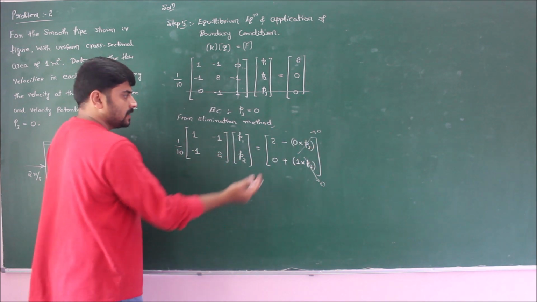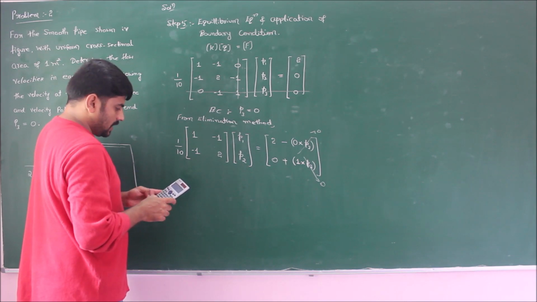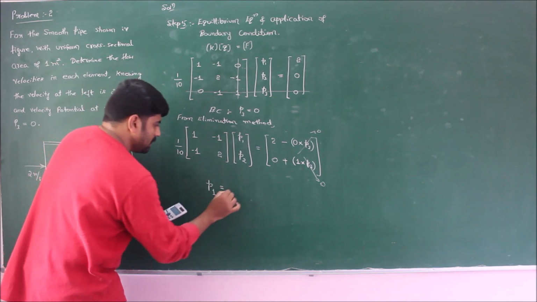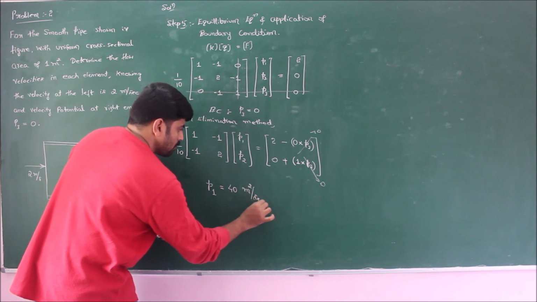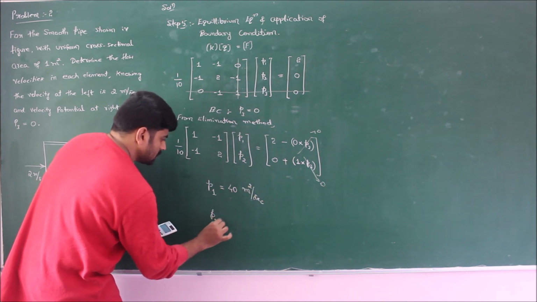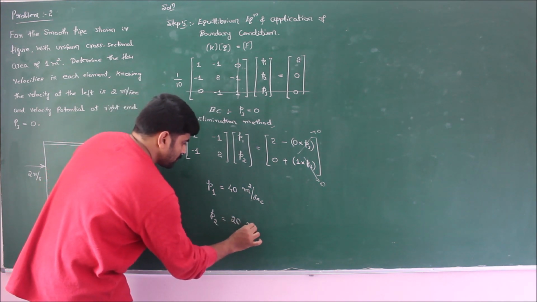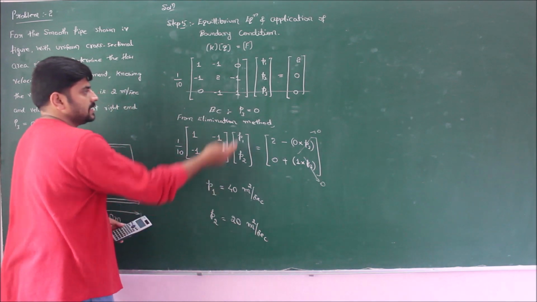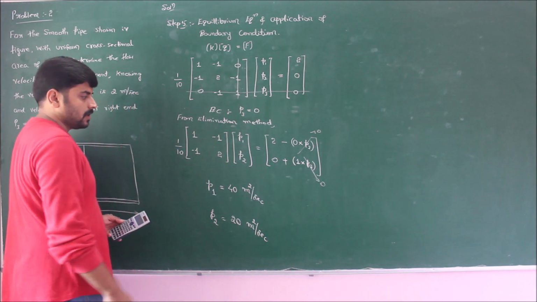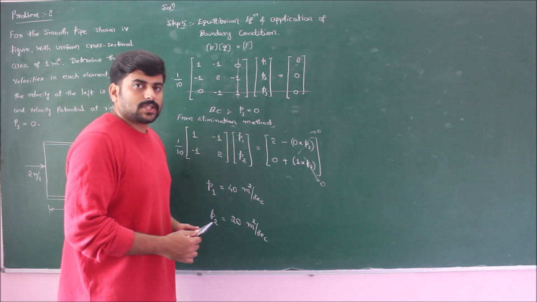Since P3 is 0, it does not have any effect on the answer that we are going to get. So now solving these equations with two unknowns, I will get the answer as velocity potential P1 is equal to 40 meter square per second and velocity potential P2 is equal to 20 meter square per second. Velocity potential P3 is given, which is 0. So this completes the nodal variables, that is velocity potentials.